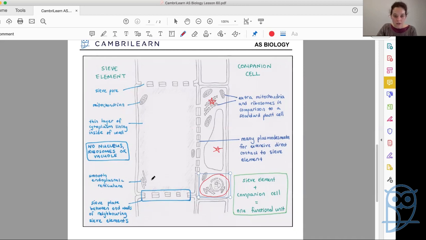But see how it's sort of roughed in? The cytoplasm is only around the edges. In the inside here, we have the phloem sap. The phloem sap is very simply the liquid that's inside the sieve element. So we're going to talk a little bit more about that in a moment. For now, that is the reason why we only have that thin layer of cytoplasm lining the inside of the wall of our sieve element, because we have phloem sap moving in between.